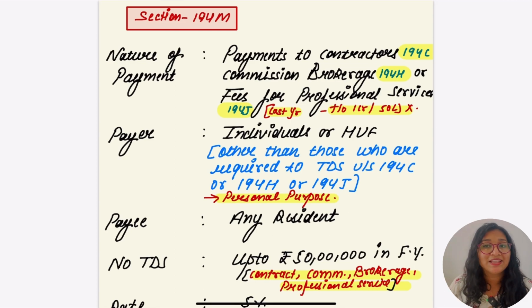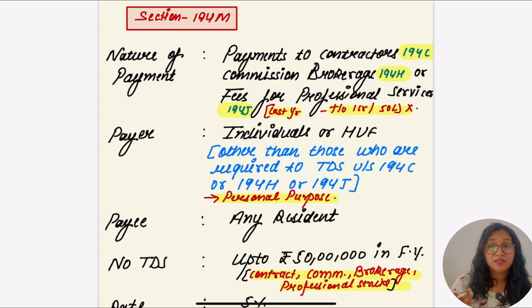Now we are going to take those people who do not fall in that category under section 194C, section 194H and section 194J. So those individuals and HUF whose last year turnover does not exceed 1 crore from the business, and gross receipts from the previous year do not exceed 50 lakh, in that case those people fall in this category and they are going to be the payer here.